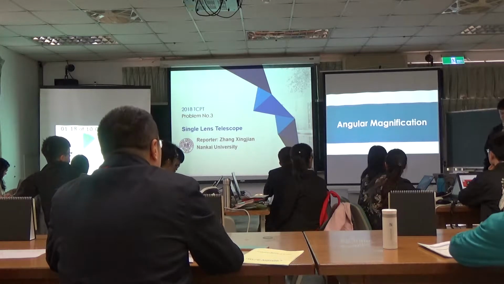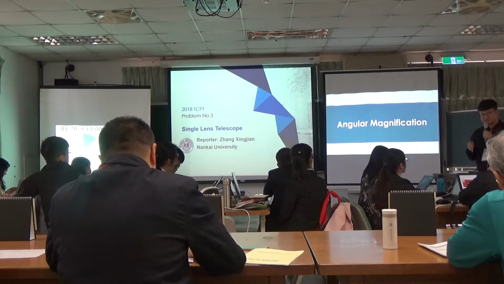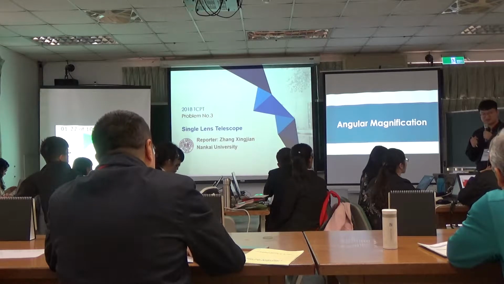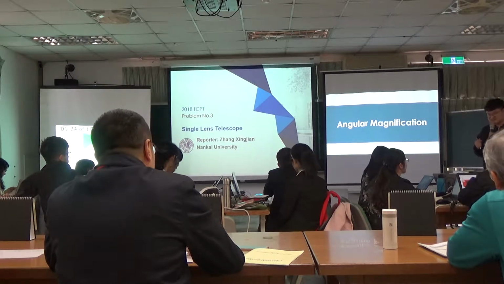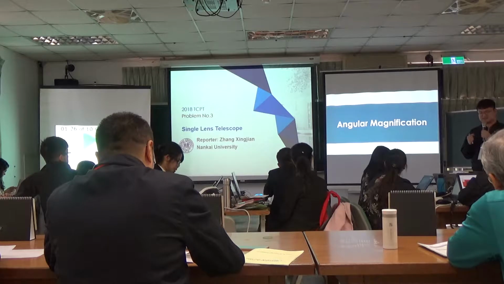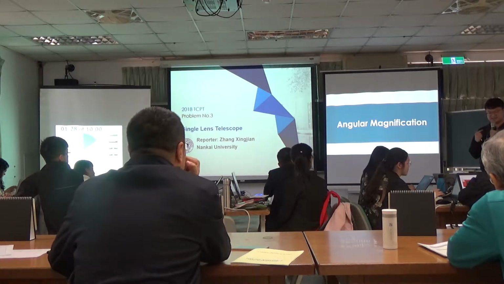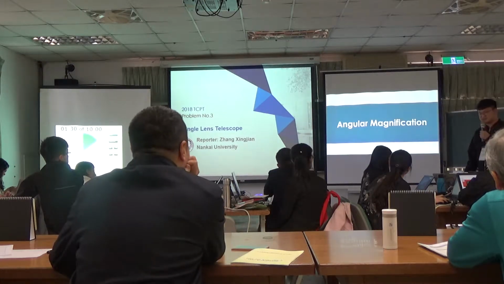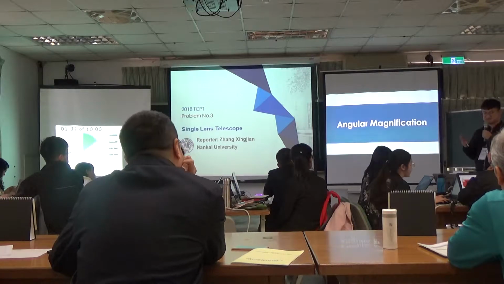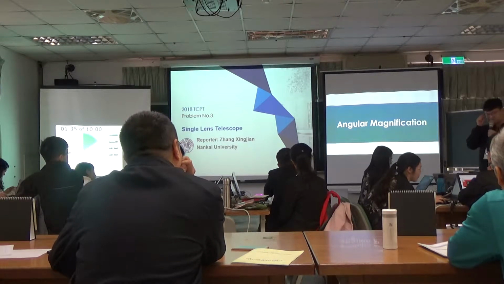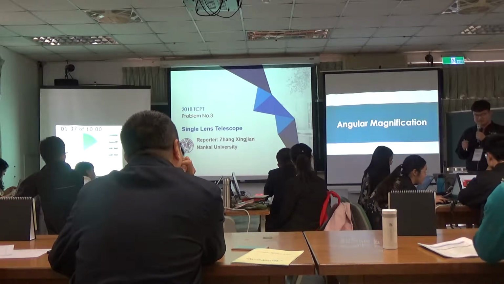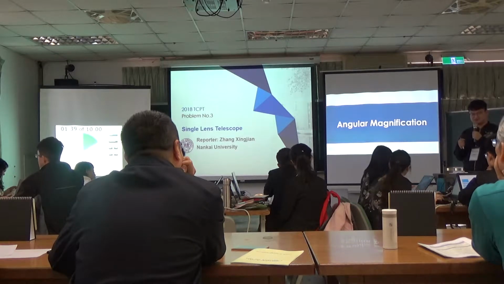The first is angular magnification. When we talk about telescope magnification, usually it refers to angular magnification, because angular magnification demonstrates the size of the image we see with our eyes. For an object that is very far away from us, we can take the object distance as infinity away. So the image must be at the focal plane.